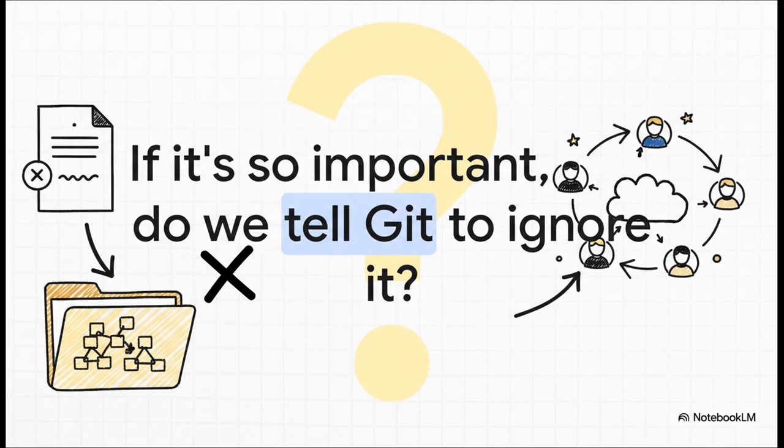But here's the paradox, right? If you've ever used Git, you've probably seen a .gitignore file. And what's almost always the very first thing on that list? Node modules. So if this folder is so critical, why on earth do we go out of our way to not share it with other developers?